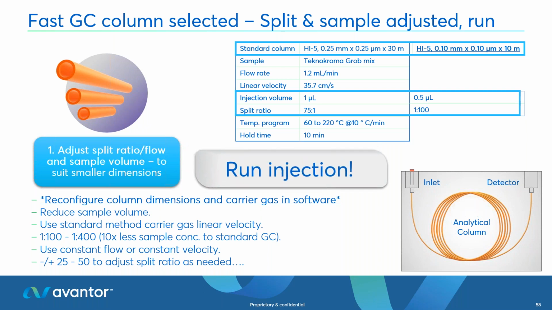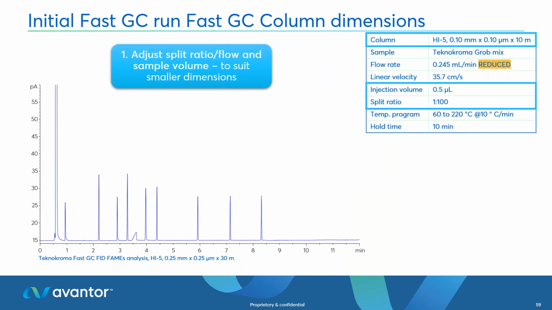So we run the injection. And then you can see the response has dropped, but that's normal because we're introducing less sample. And we can see the flow rate's already adjusted from 1.2, I think it was, down to 0.245, even though we've kept that linear velocity the same. But the software has calculated that it needs a lower flow rate to accommodate for these lower dimensions, these smaller dimensions. So let's see if we can improve it.